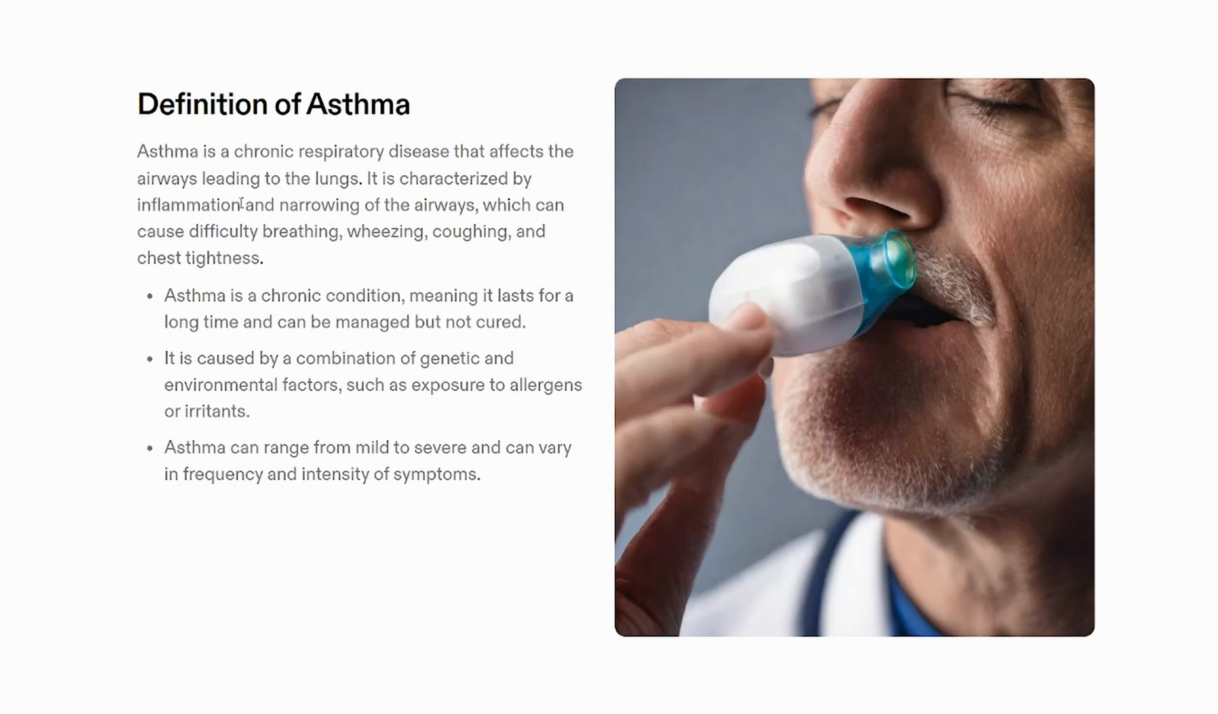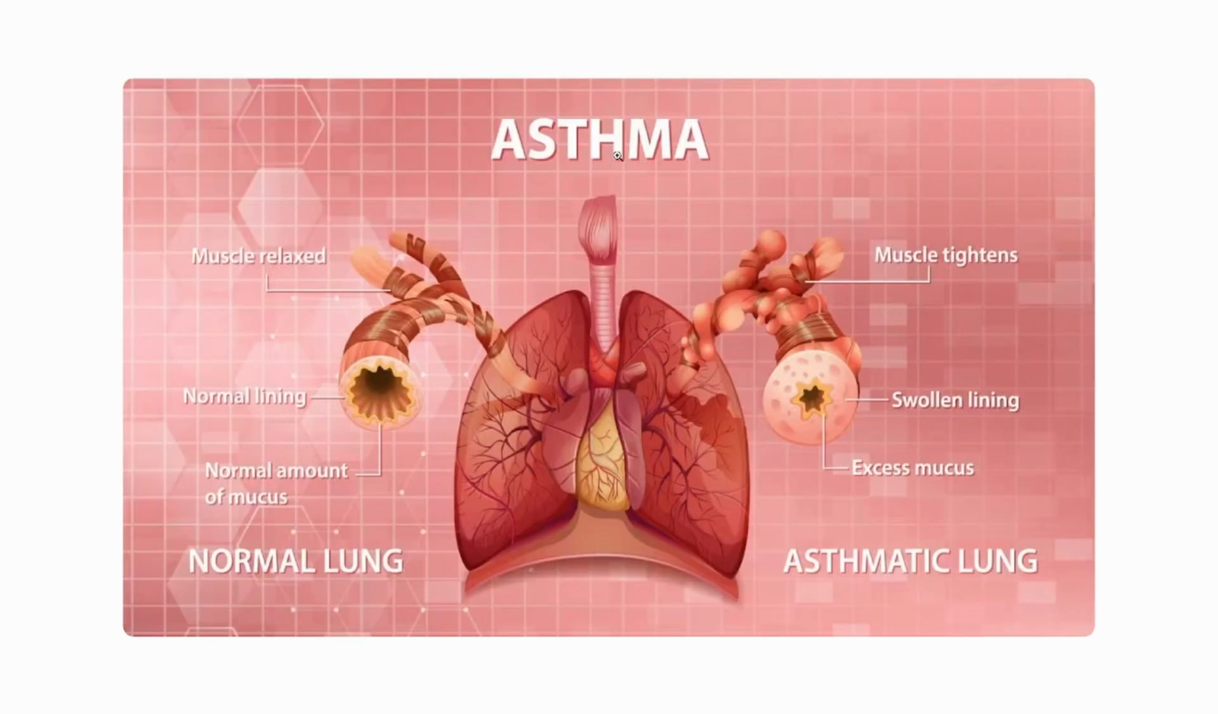If inflammation and narrowing of the airways take place, it results in difficulty in breathing, wheezing, coughing and chest tightness. In a normal lung, we can see the muscles will be relaxed. The normal lining will be shown here and the normal amount of mucus will appear like this.